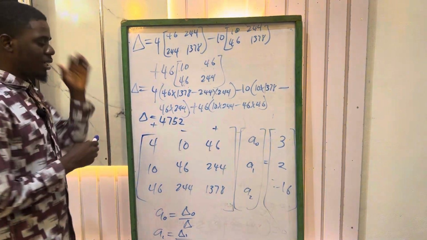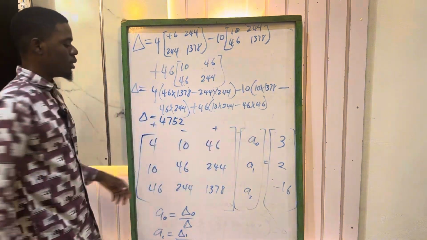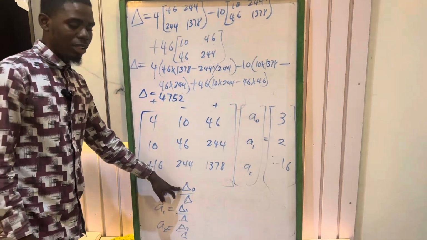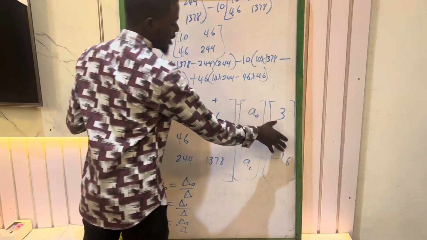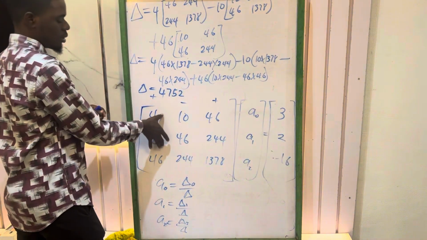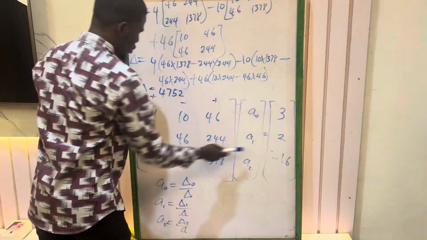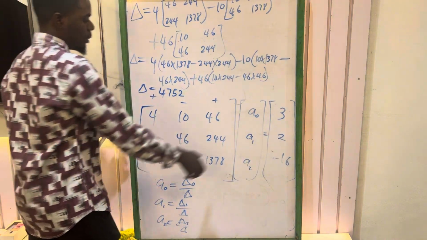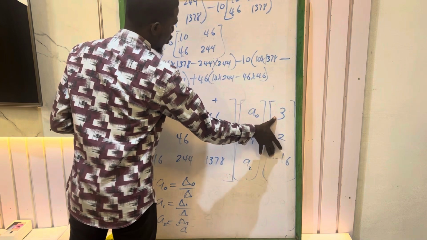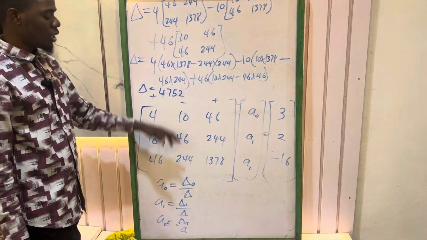So remember that we said now we are trying to get our A naught, A1, and A2. To get our A naught, it has to be the determinant of this delta naught over delta, right? To get this delta naught, you take this matrix here and put it in this first column. So instead of 4, you're going to have 3. Instead of 10, you're going to have 2. Instead of 46, you're going to have minus 16. So when you put this entire column into this column here, then find the determinant of this matrix, you're going to get your delta naught.